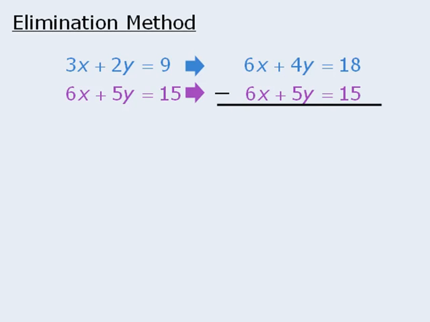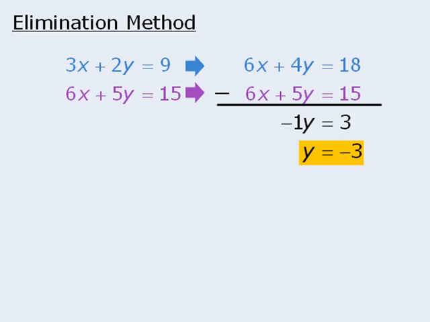So if we subtract the two equations, something nice happens. First, when we take 6x and subtract 6x, the x's cancel out. Next, when we take positive 4y and subtract positive 5y, we get -1y. And finally, when we take 18 and subtract 15, we get 3. At this point, we can solve this equation by dividing both sides by -1 to get y equals -3.